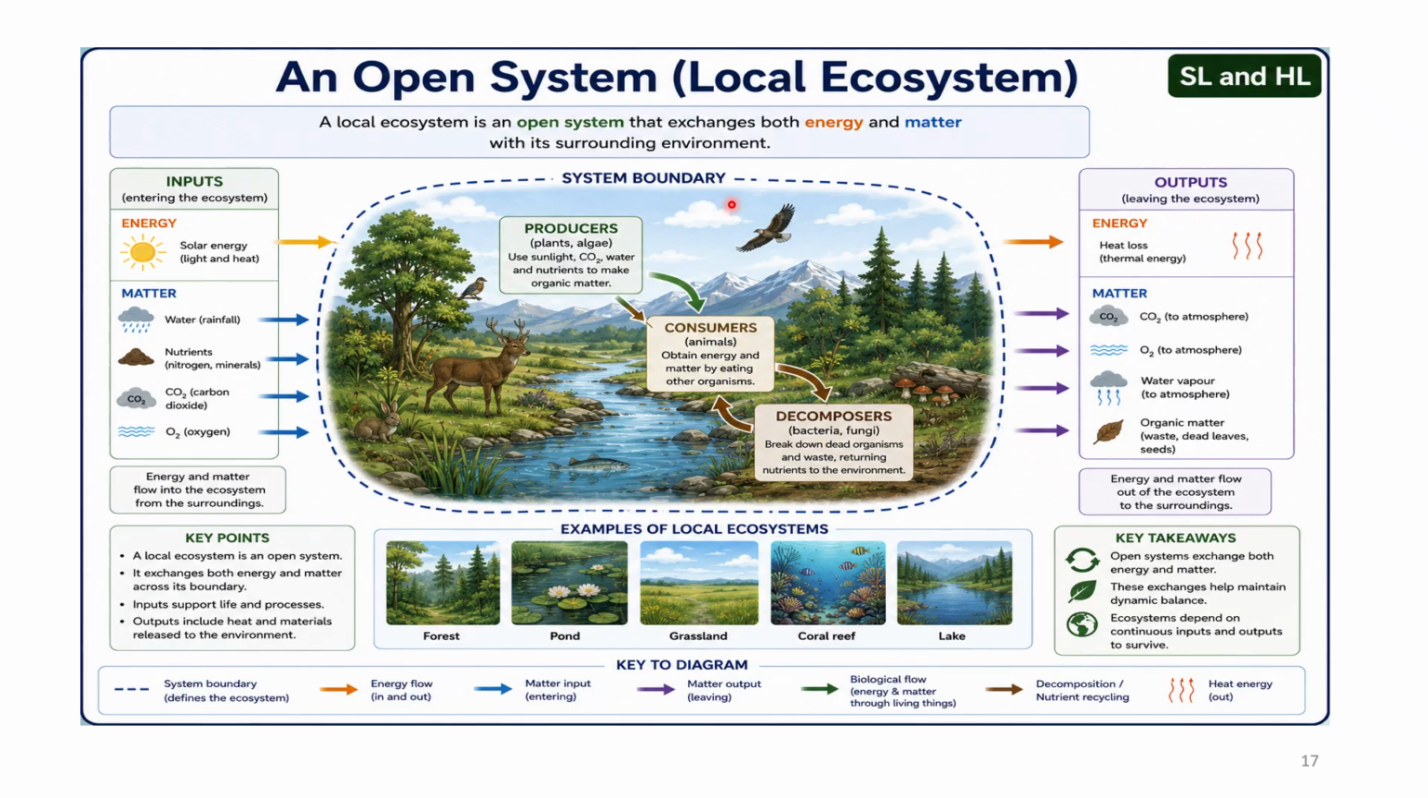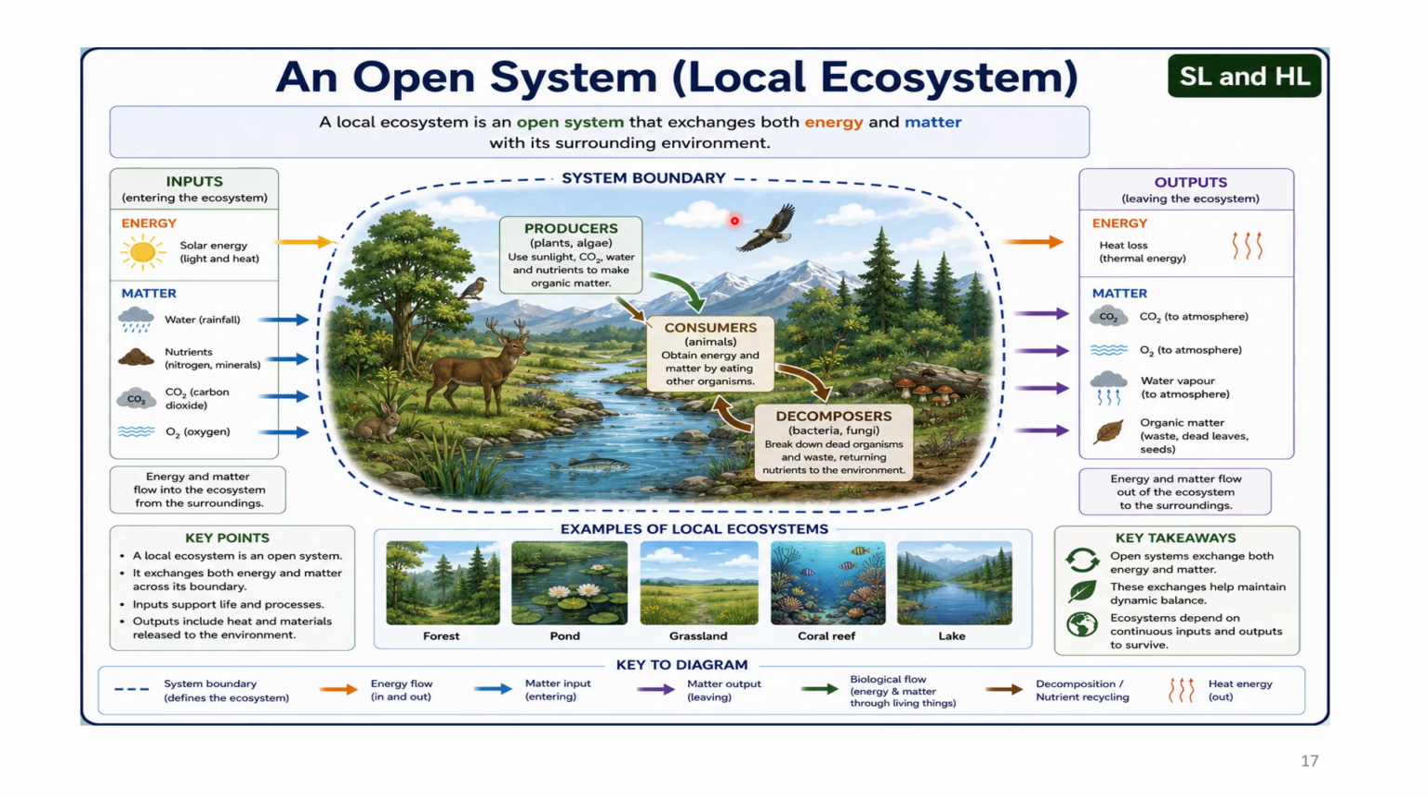Energy enters the ecosystem primarily as solar energy in the form of light and heat. Matter enters through rainfall, nutrients, carbon dioxide, and oxygen. These inputs provide the resources necessary for life processes and ecosystem productivity.